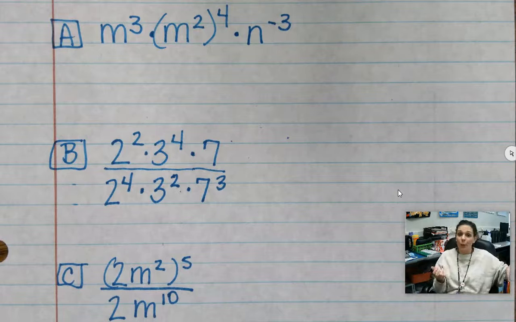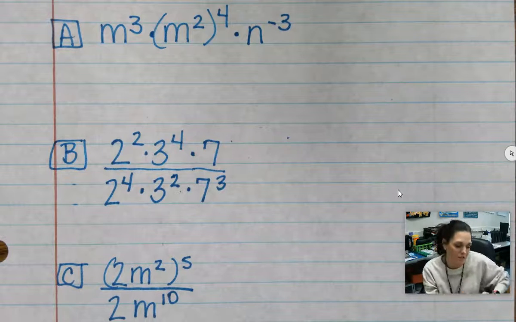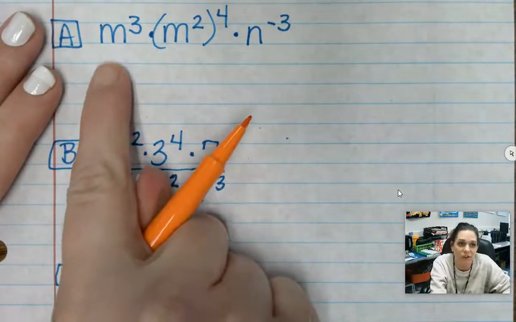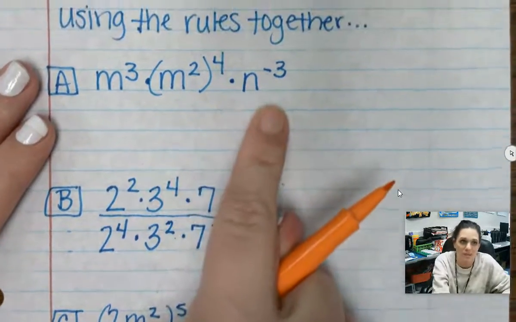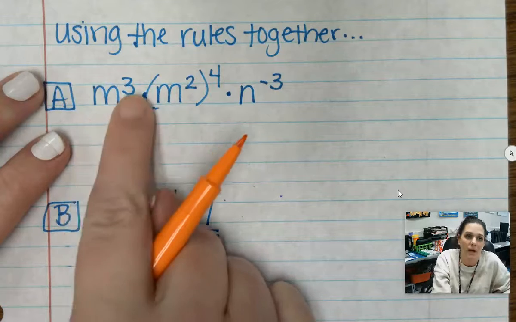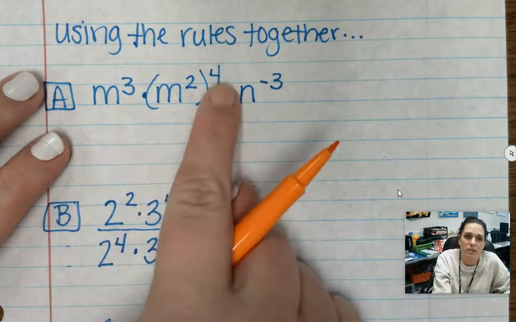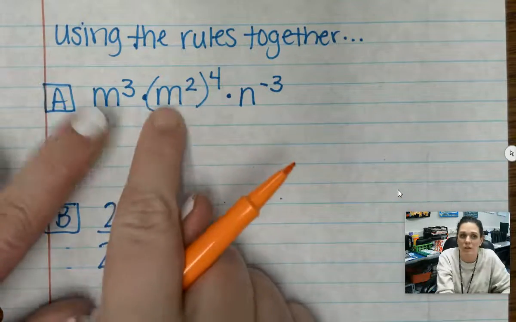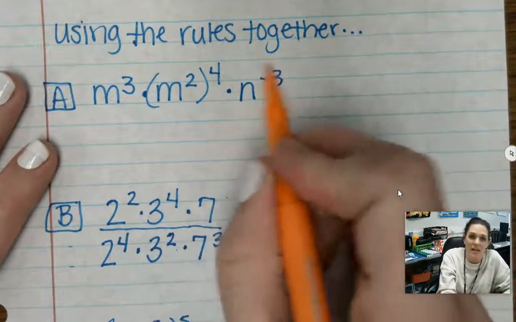All right, so I want to walk through how do we do each of these. So first thing is we need to analyze our present situation and find out, well, which bases are the same and which bases aren't. Okay, so in this first one, we have m cubed, we have m squared raised to the 4th, and we have n to the negative 3. So n is kind of the oddball. There's no n with these. So we're going to take care of him first.